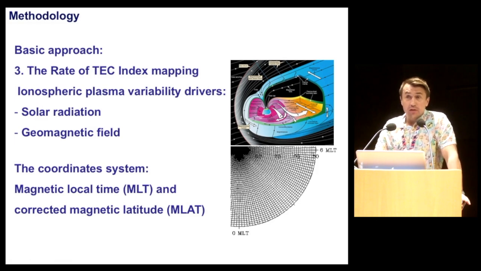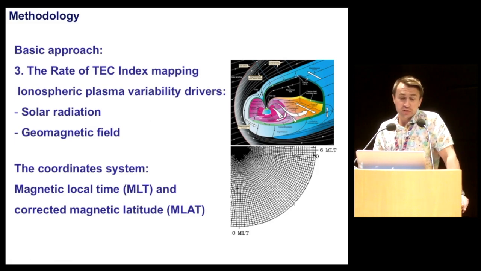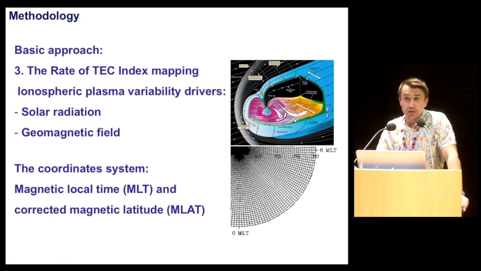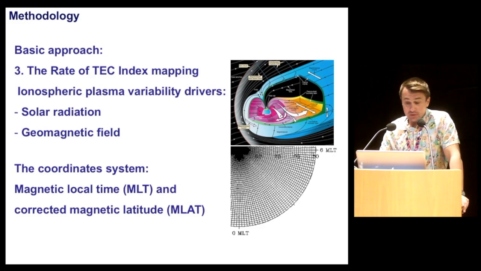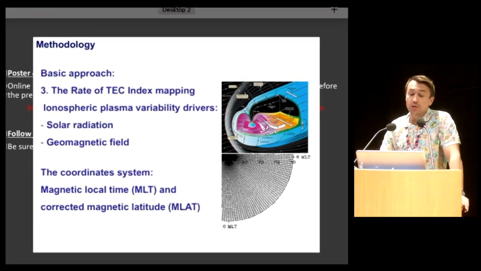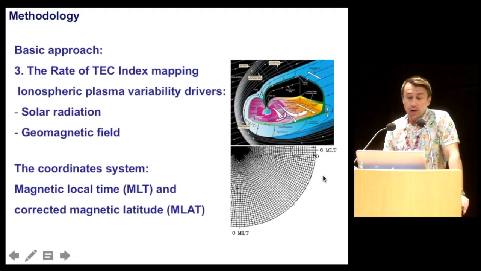And we calculate rate of TEC and rate of TEC index for all stations, and make specific mapping. This mapping was done not in geographical coordinates, but in geomagnetic coordinates, due to the very strong link of ionospheric behavior with the magnetosphere, geomagnetic field, and solar wind. And this is the sector grid that we use.